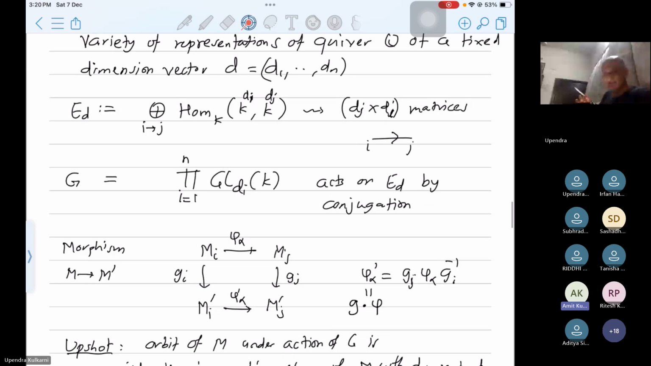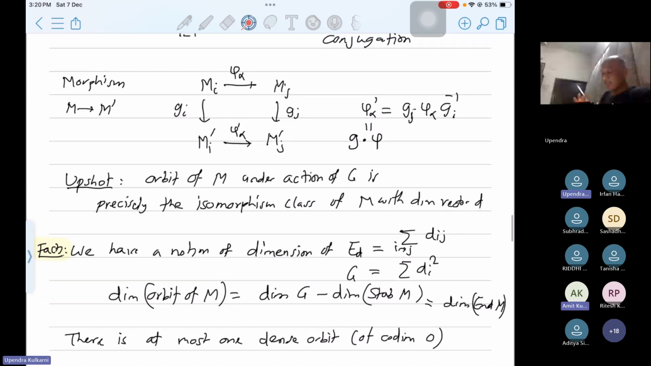Could you please explain what is a dense orbit? I mean, just the definition. Yeah, so dense means that its closure is everything. Okay. Generic point, okay. Okay, yes.